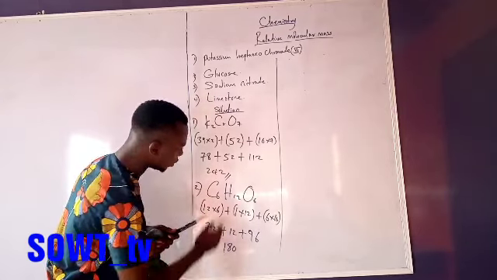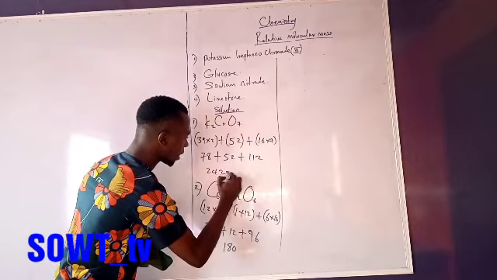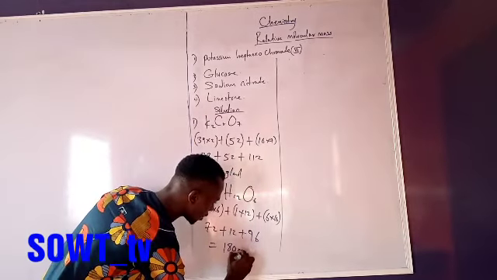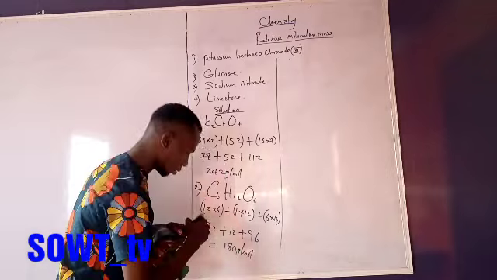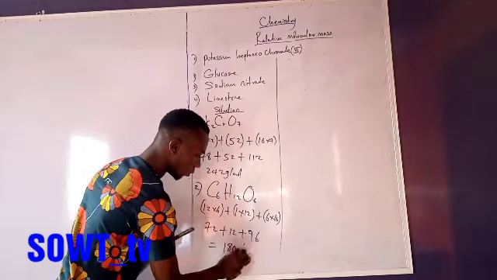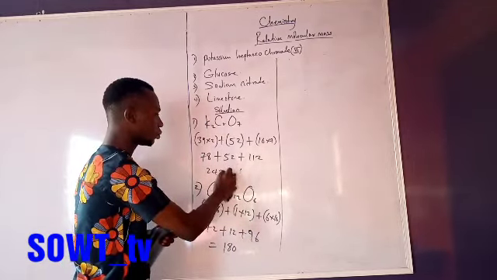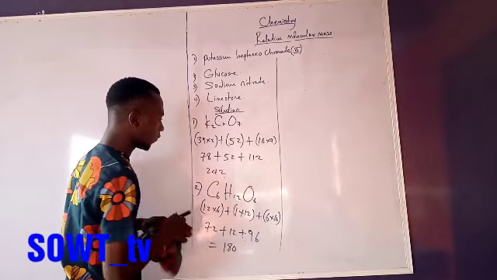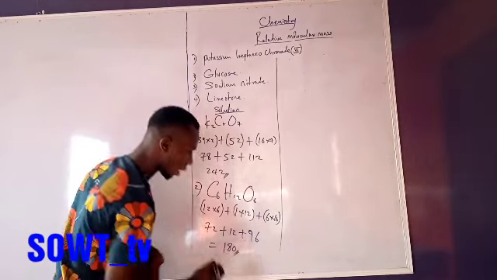I believe it has a unit, gram per mole. No, there is no unit for relative molecular mass. Yes, there is no unit for it. So it's just 242 and then 180.